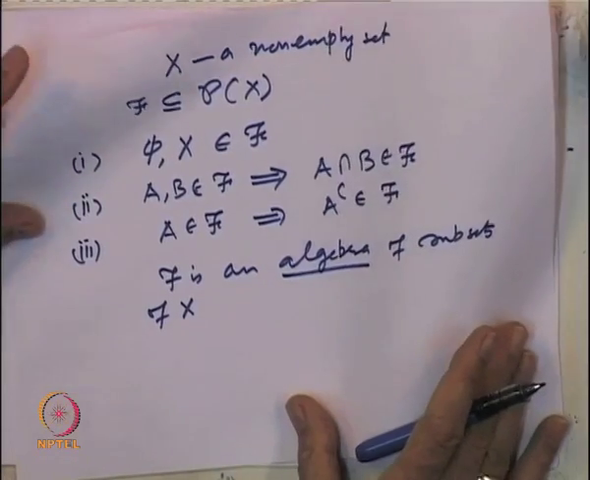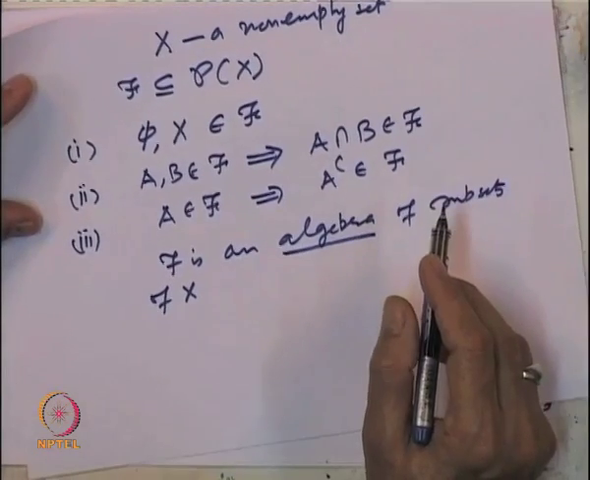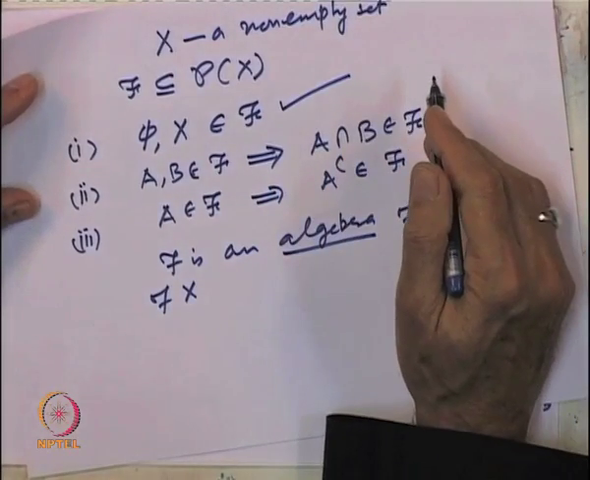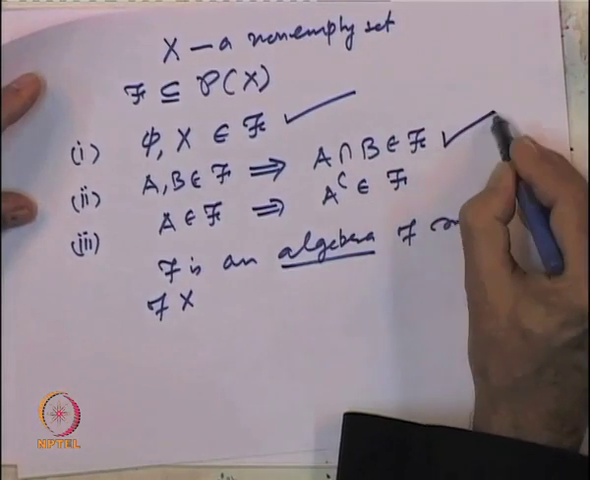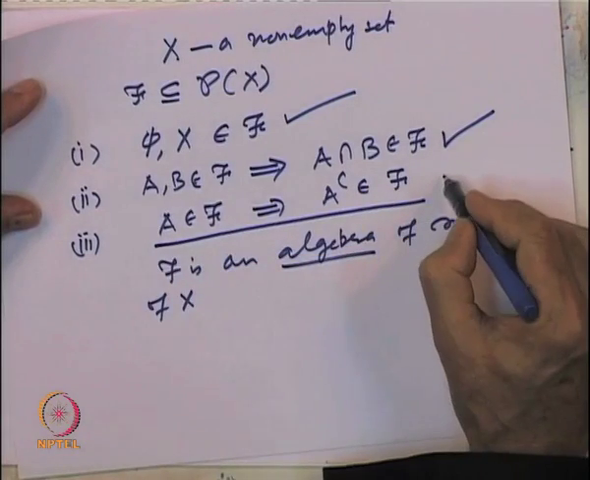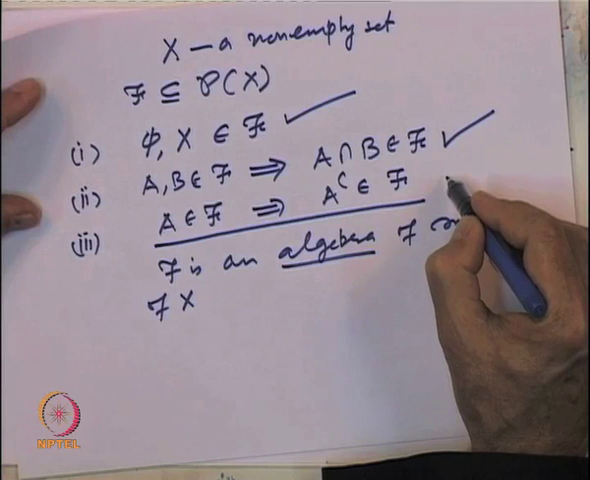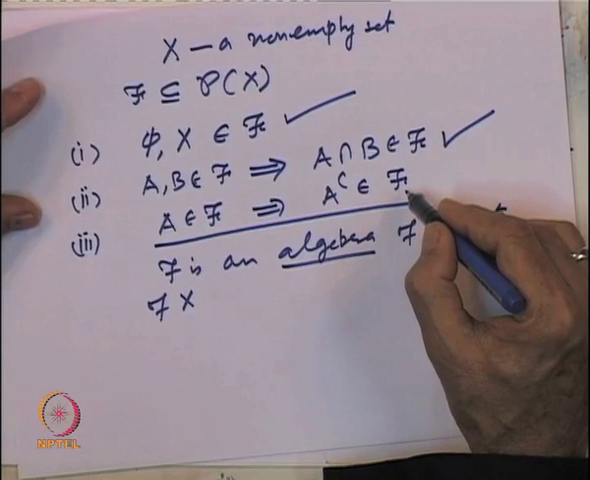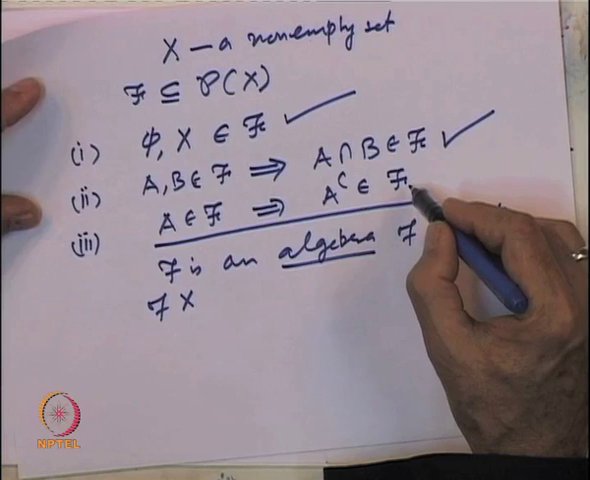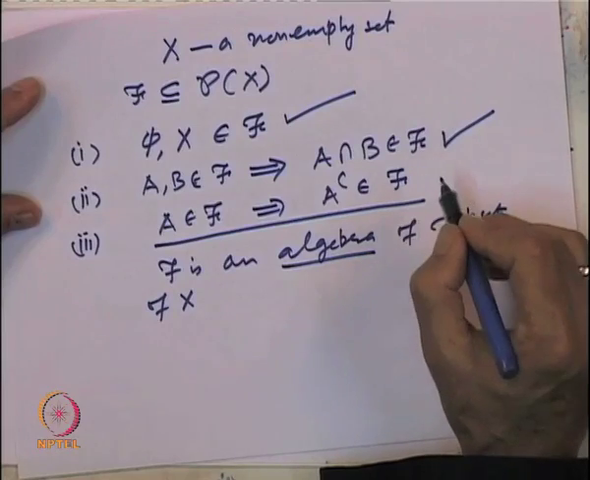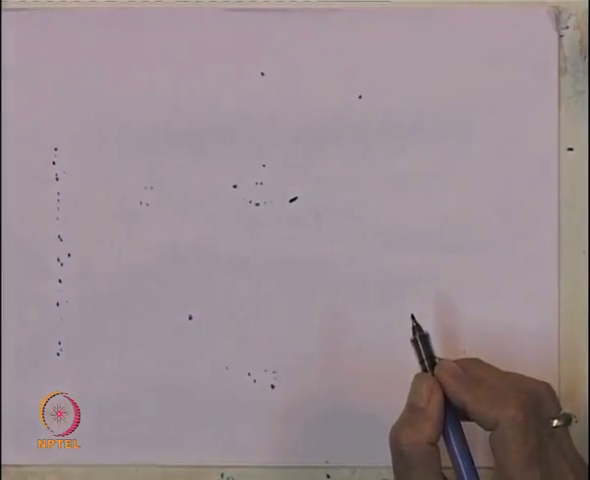So, how does an algebra differ from a semi-algebra? This property is true for an algebra as well as a semi-algebra. This property is also true for both. This property may not be true for a semi-algebra. In that case you recall we said the complement is a finite disjoint union of elements of F, and here we are saying the complement itself is an element of F. So, let us look at some examples of this to understand.